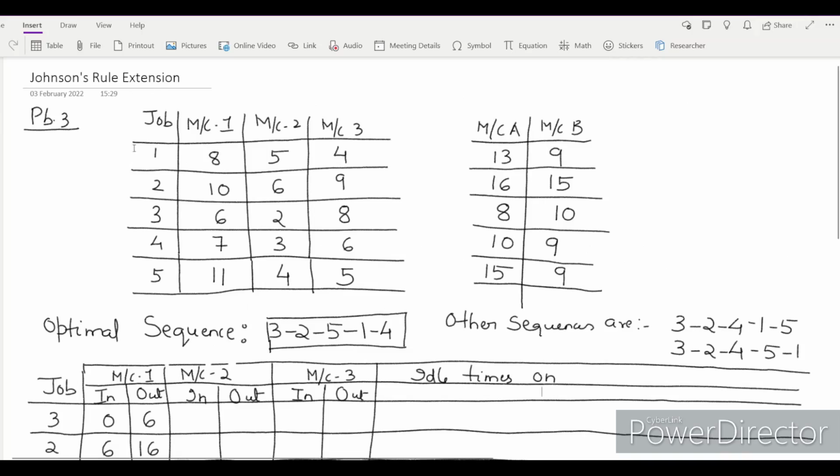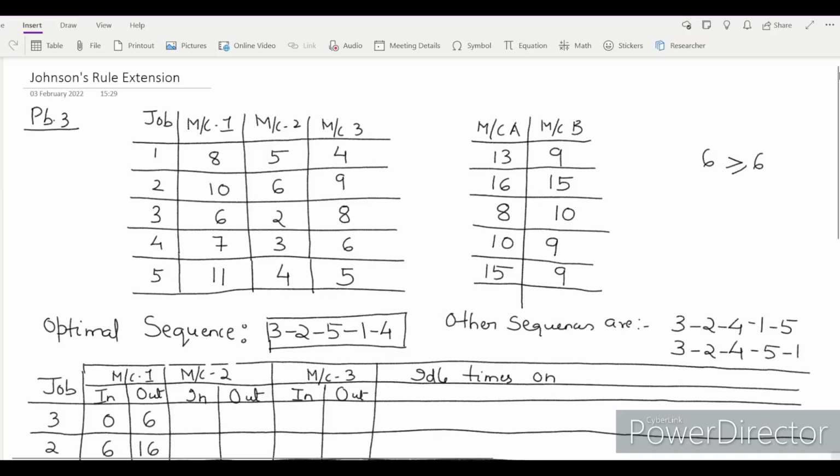In this case, the minimum timing of machine 1 is 6. It should be greater than or equal to the maximum timing of machine 2. What is the maximum time of machine 2? In this case it is 6. So as this 6 is equal to this 6, it is fulfilling one of the criteria.